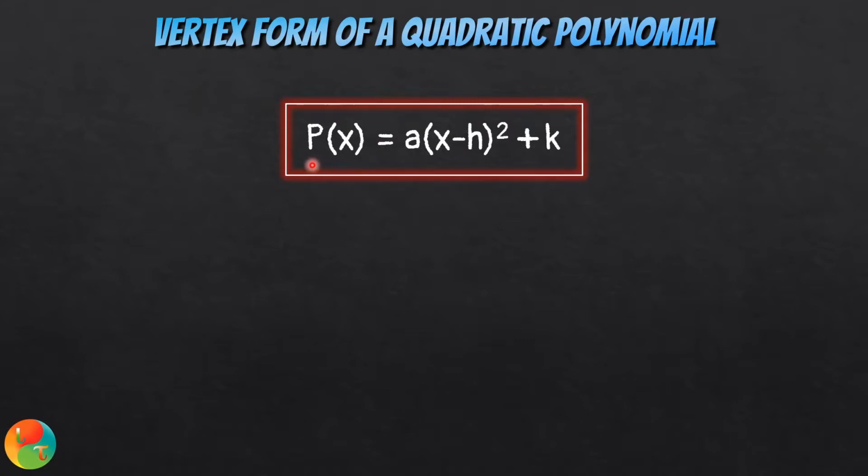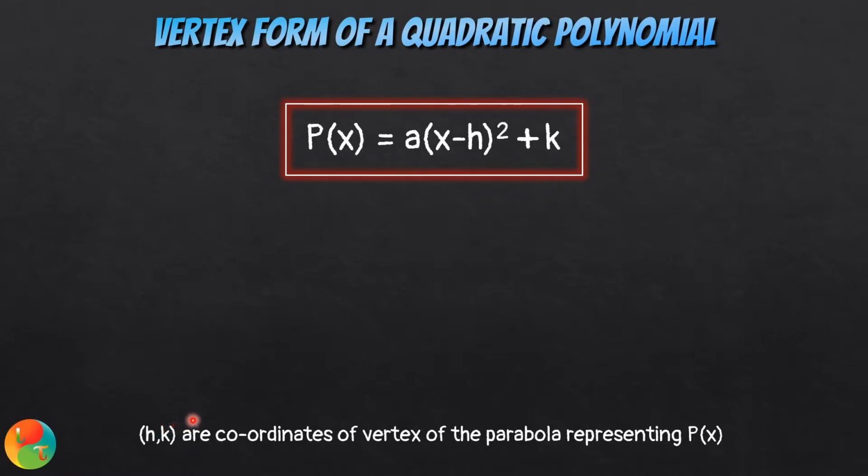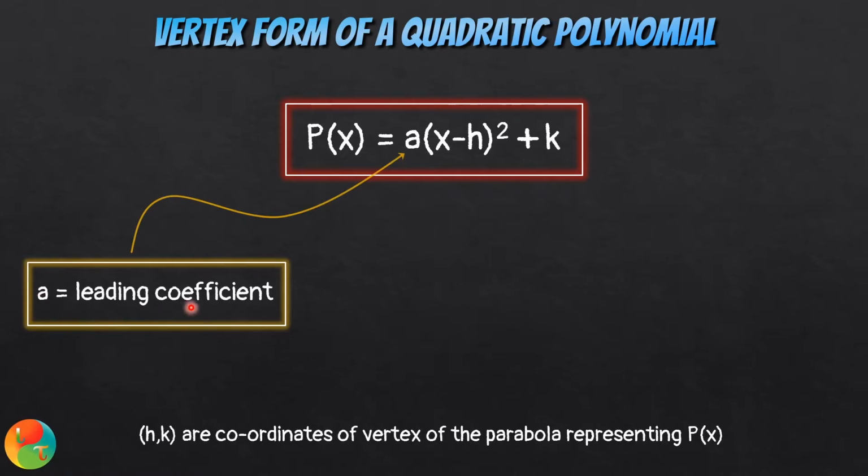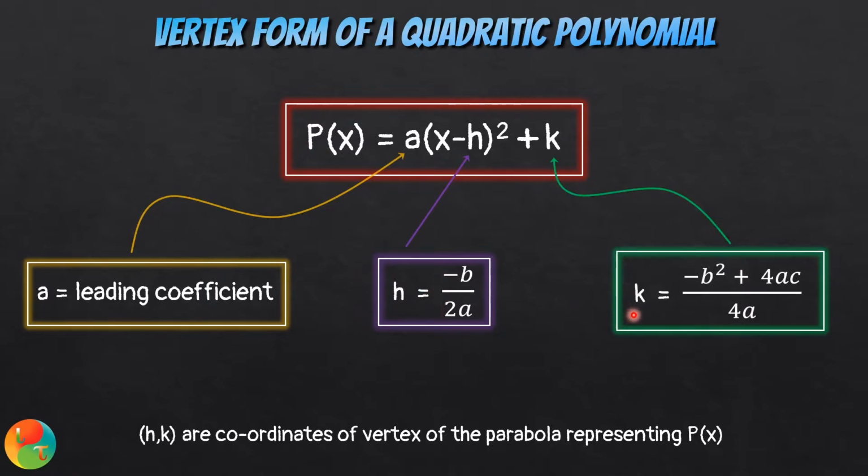So we are supposing p of x is our quadratic polynomial, and in the vertex form it is written as a into x minus h whole square plus k. Why is it said to be written in the vertex form? Because in this form h and k are the coordinates of the vertex, and we know that h comma k are the coordinates of the vertex of the parabola representing p of x. A in this case is the leading coefficient, h is the x coordinate of the vertex, which is equal to minus b upon 2a, and k is the y coordinate of the vertex, which is equal to minus b square plus 4ac upon 4a.